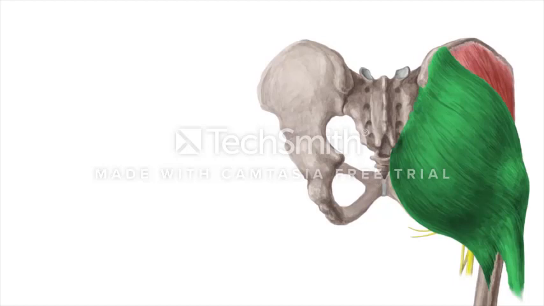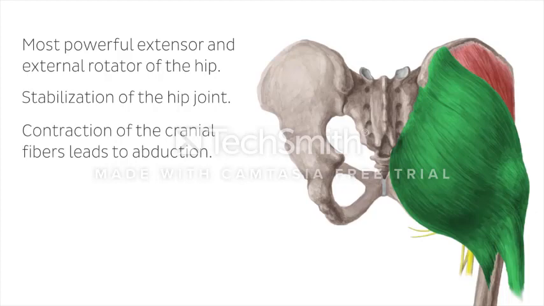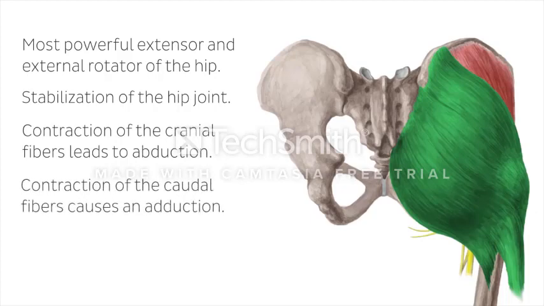The gluteus maximus muscle is the most powerful extensor and external rotator of the hip. It also supports the stabilization of the hip joint. The contraction of the cranial fibers leads to abduction, whereas the contraction of the caudal fibers causes an adduction. The iliotibial tract enhances the lateral thigh fascia and thus relieves the pressure of the femur. That is also known as the tension band principle.